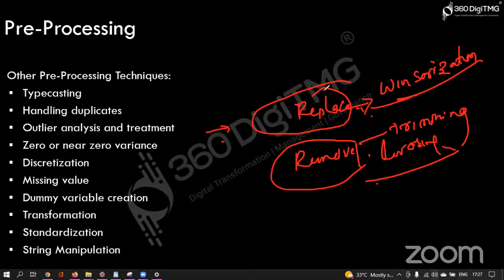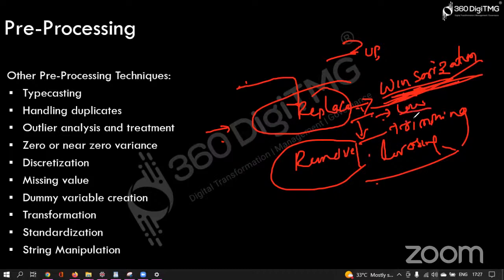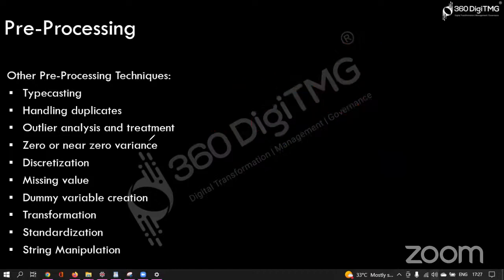So whenever we have outliers, Winsorization is recommended. Why? Whatever the outliers we have, we are not removing them, so we are not losing any data. What we will be doing in Winsorization: if those outliers are beyond the upper cutoff, we'll be replacing them with the upper cutoff value. If those values are beyond the lower cutoff value, we'll be replacing them with the lower cutoff. So this is how we'll be doing the outlier treatment.